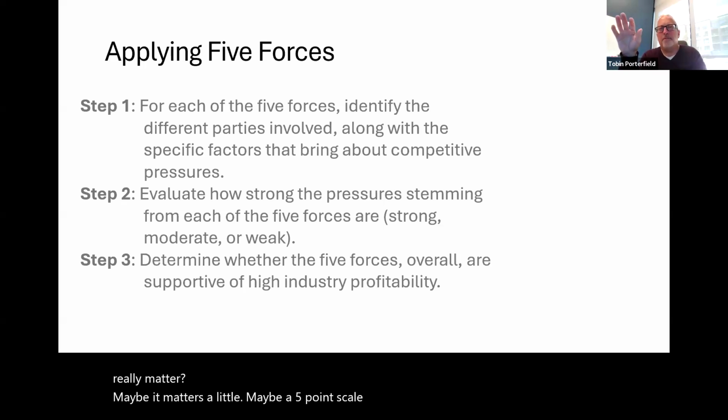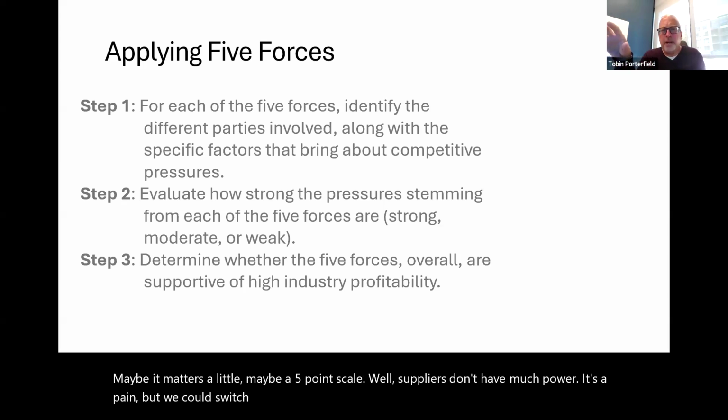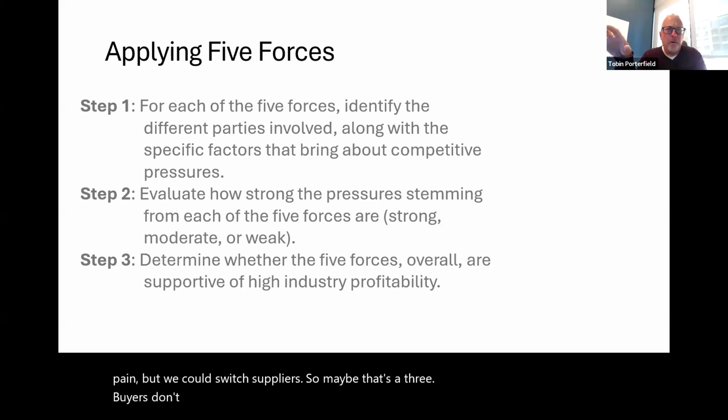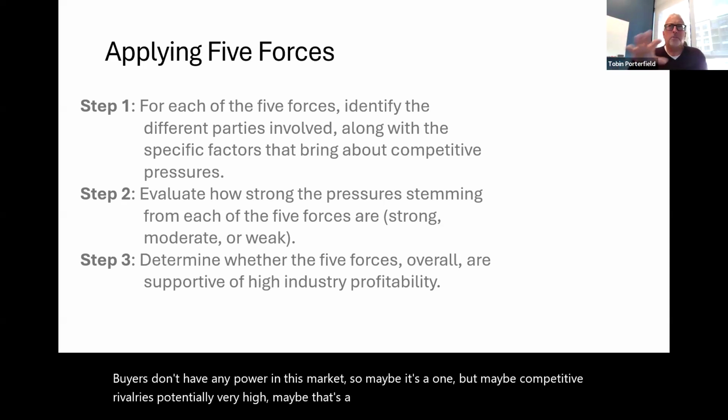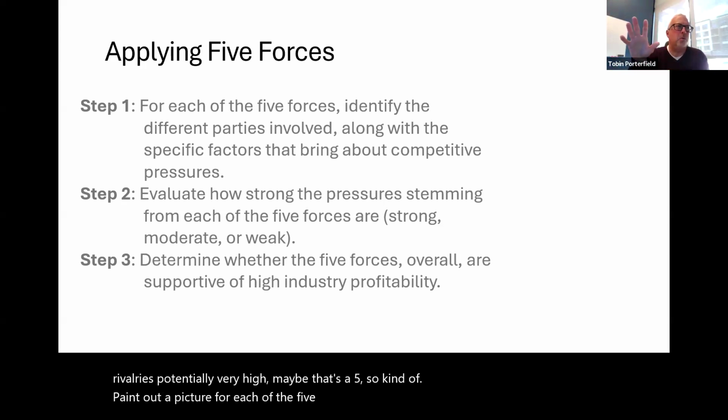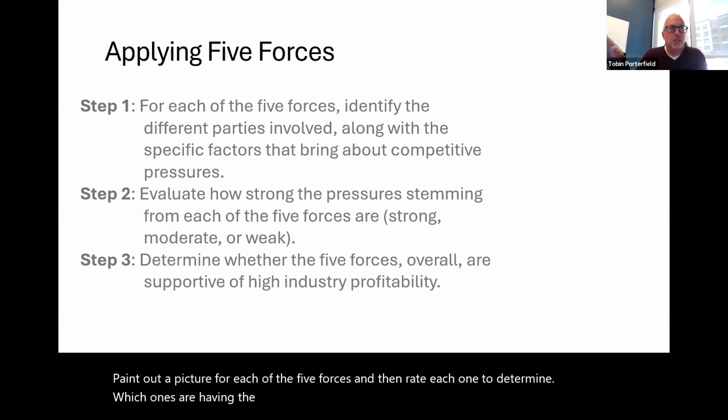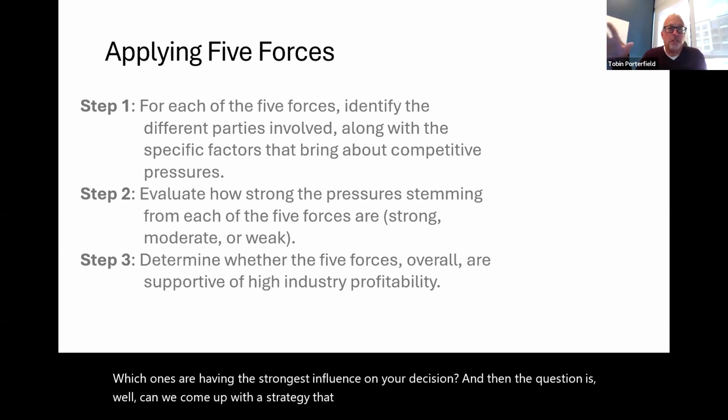Suppliers don't have much power. It's a pain, but we could switch suppliers, so maybe that's a 3. Buyers don't have any power in this market, so maybe it's a 1, but maybe competitive rivalry is potentially very high. Maybe that's a 5. So paint a picture for each of the five forces and then rate each one to determine which ones are having the strongest influence on your decision. And then the question is, can we come up with a strategy that will allow us to be successful in that context, in that situation?